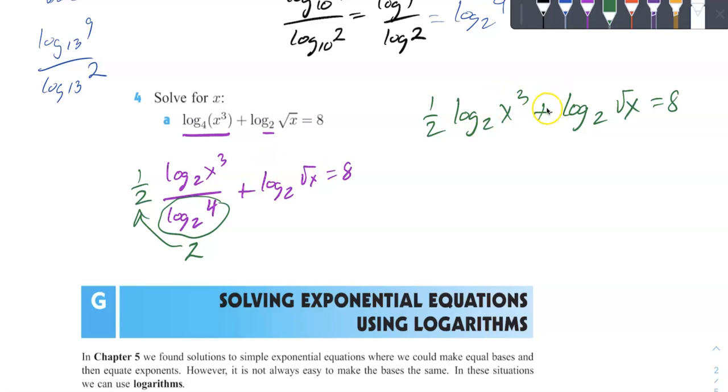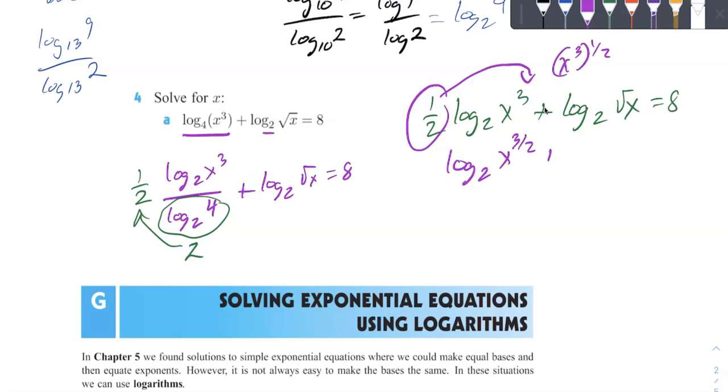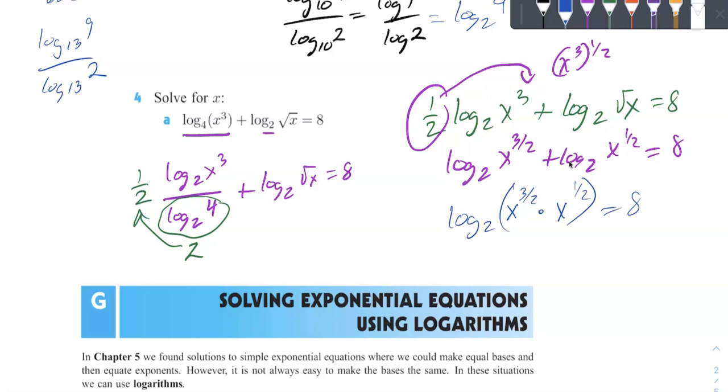Now I've got to combine this side. So to do that, I've got to bring this power up to here. So it's going to be log base 2 of x to the 3/2, or x cubed to the 1/2 is just 3/2, plus log base 2 of x to the 1/2 equals 8. Plus means multiply. So I'm going to get log base 2 of x to the 3/2 times x to the 1/2 equals 8. Right, because when you're adding logs, you multiply.